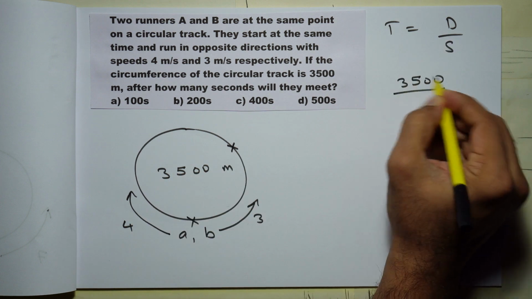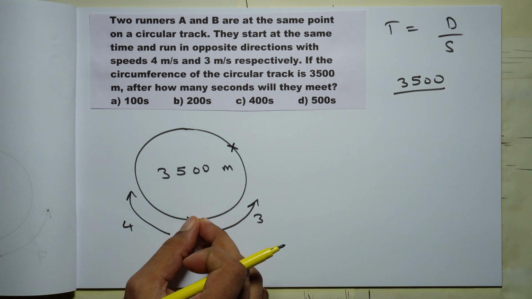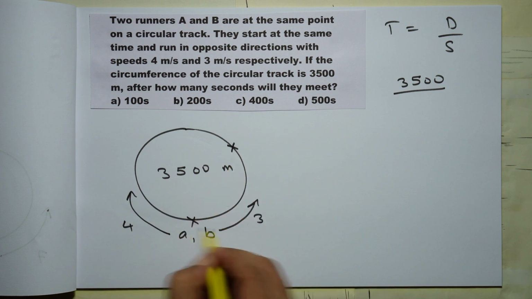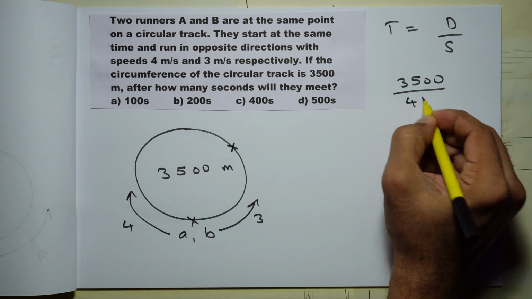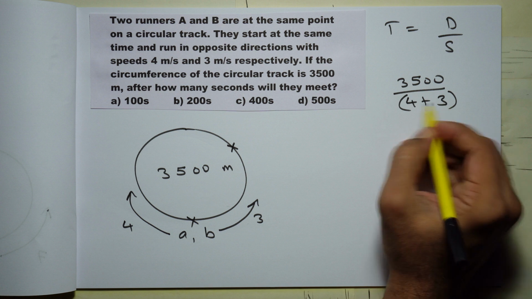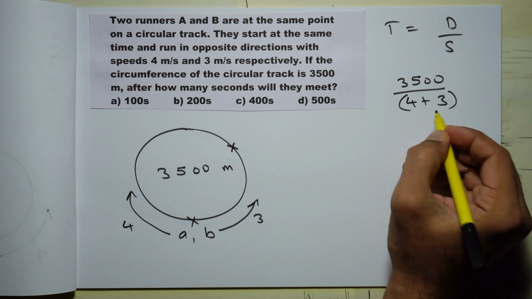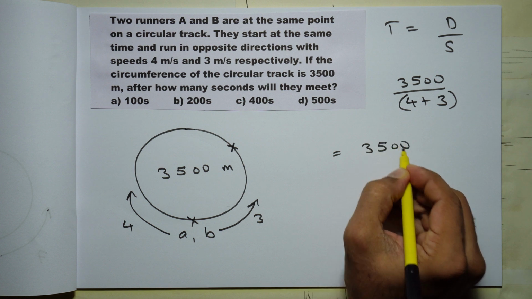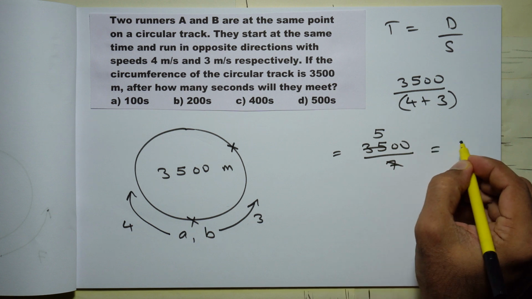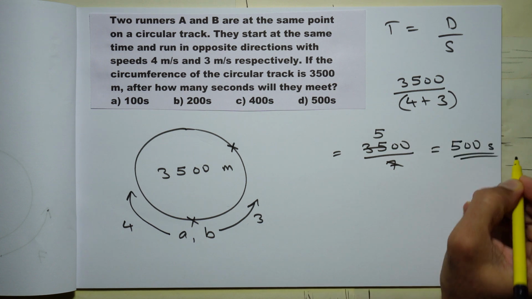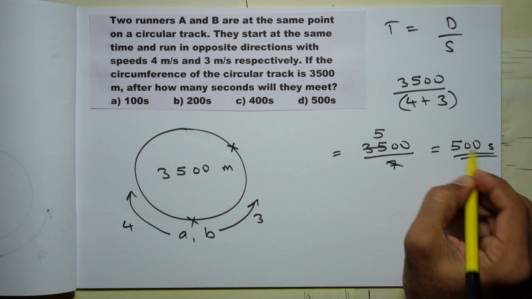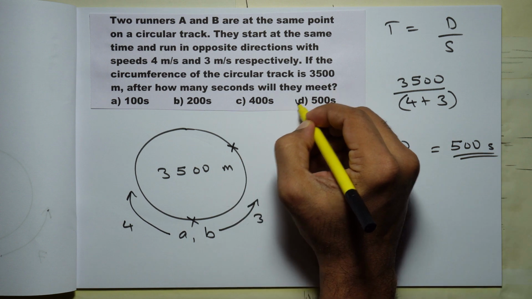So distance is 3500 and they are moving in opposite directions, towards each other. So relative velocity will be the sum of their speeds. That is 4 plus 3, 7. So distance by speed gives you time. Relative velocity will be 4 plus 3, 7. So we'll just calculate: 3500 by 4 plus 3, 7. 7 divides 5 times. 5 into 100 gives you 500. So altogether time required is 500 seconds. So after how many seconds will they meet? They will meet in 500 seconds. That is option D.